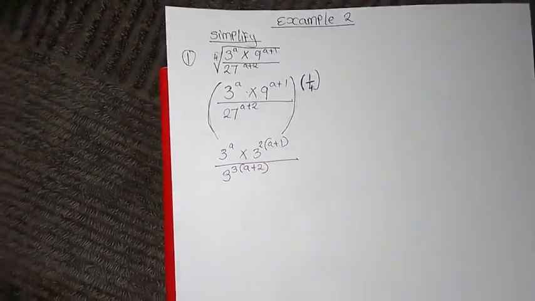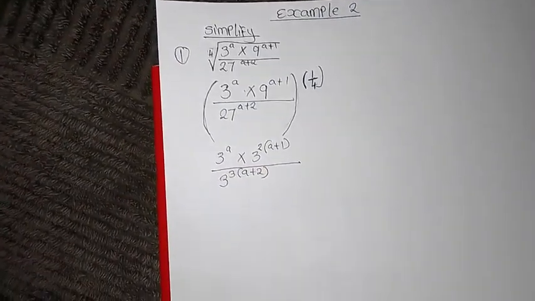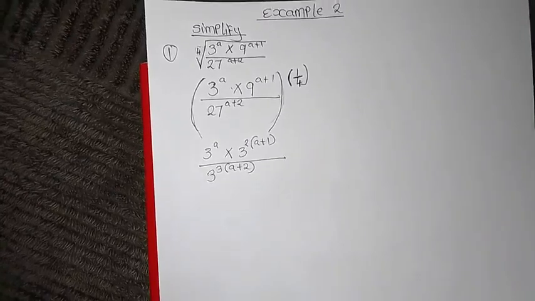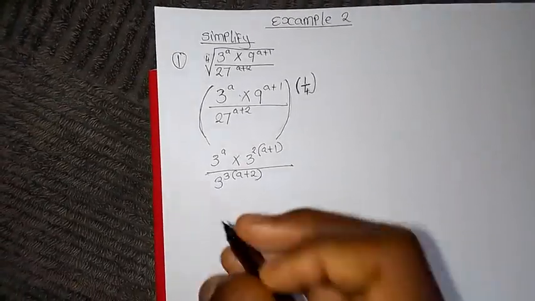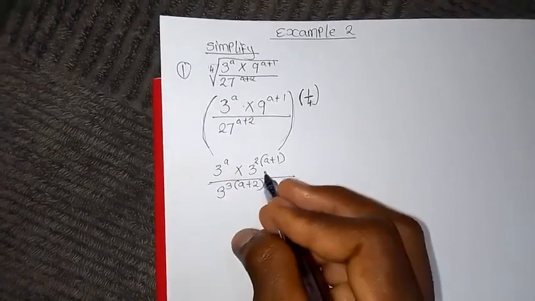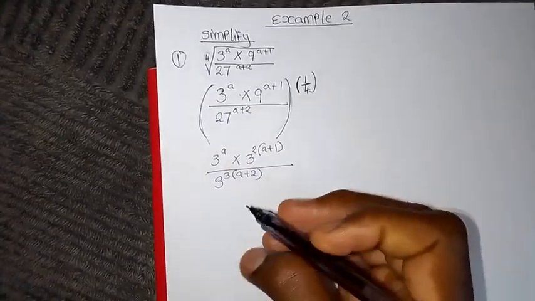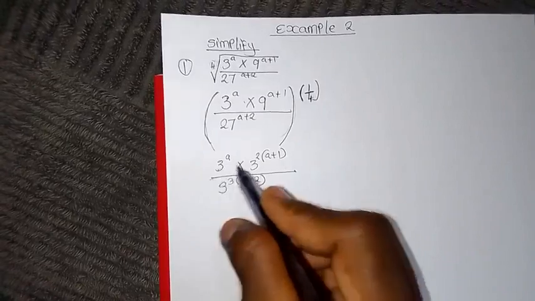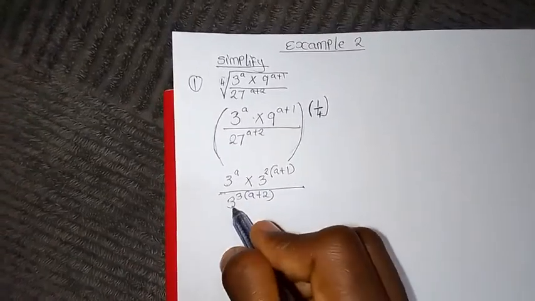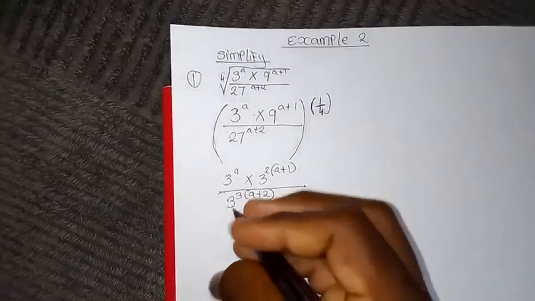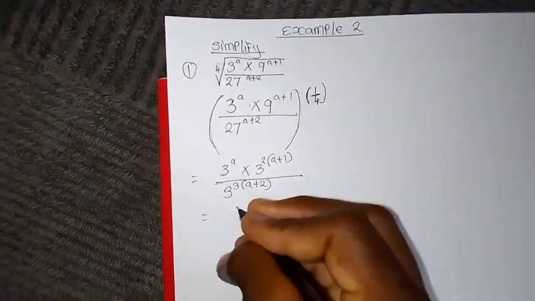So this question is a combination of the multiplication and division laws. The over here means division. Now, since the bases are all the same, we have to add the powers for the multiplication and subtract the powers for the division. So here this is going to equal 3.